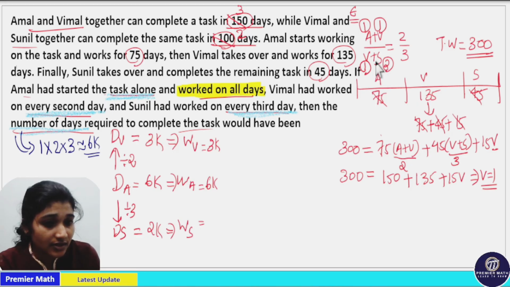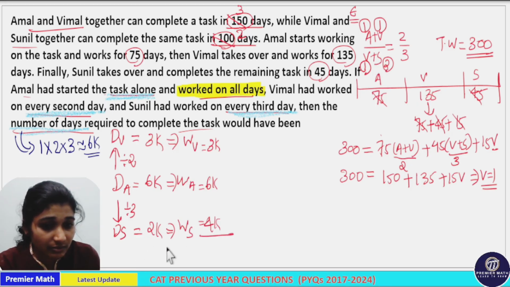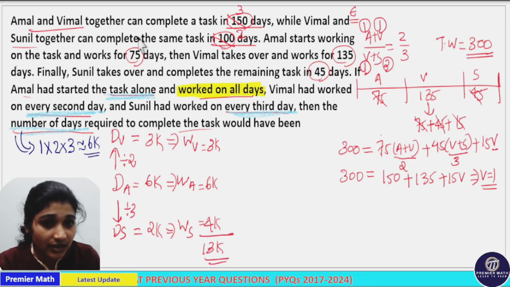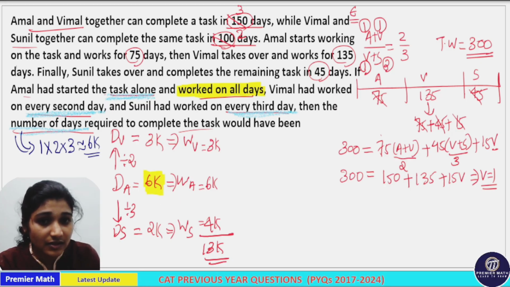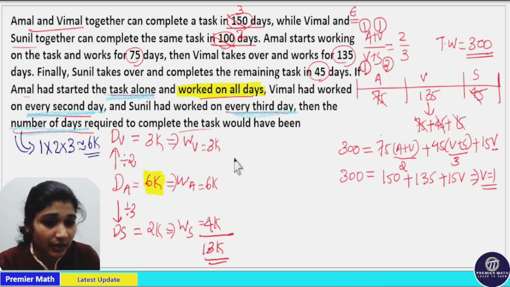Here the efficiency of Sunil is equal to 2 units. So 2k into 2, 4k units of work completed by Sunil. So 3k plus 6k plus 4k is equal to a total of 13k units completed in a total of 6k days. Because here Amal worked on all days, which means the work completed on the 6th day is the same as the number of days worked by Amal. So here 13k units of work are completed in 6k days.